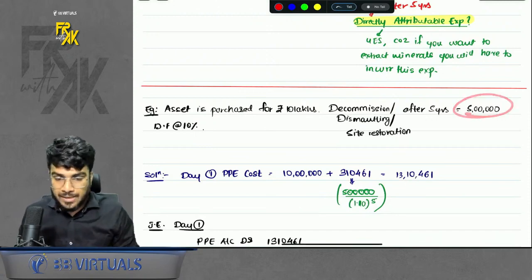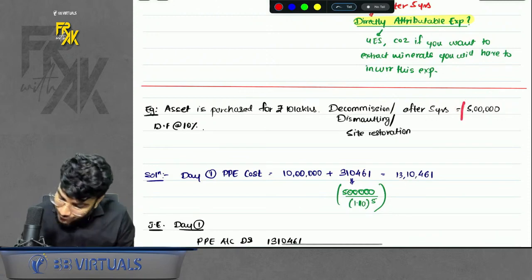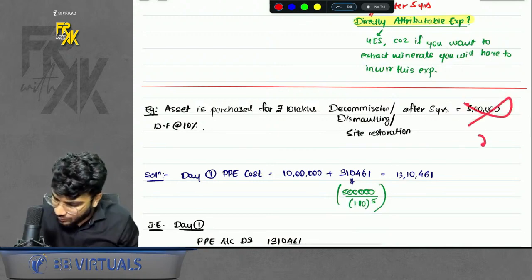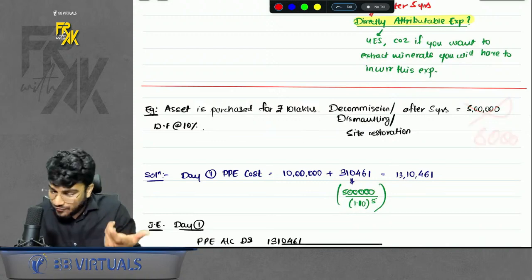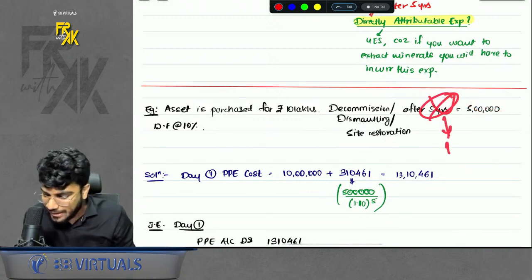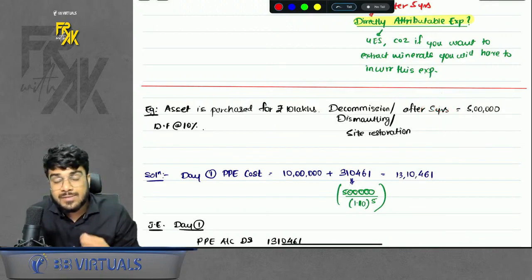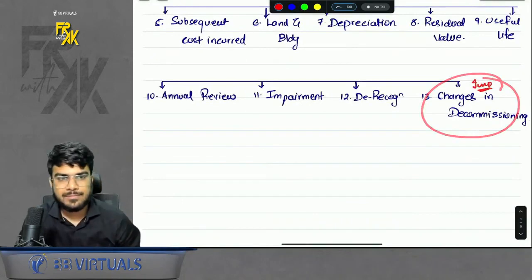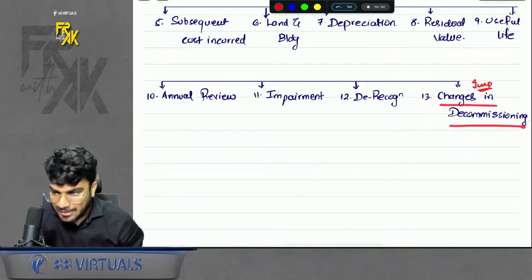That means on day one, we are estimating that our expense after 5 years will be 5 lakhs. So some student might ask, sir, what if our estimate is not the same as actual? What if instead of 5 lakhs, we had to incur 8 lakhs? What if instead of 5 lakhs, we had to incur 3 lakhs? What if instead of 5 years, we have to incur after 10 years? What if some change happens? That point is discussed in this concept, changes in decommissioning.